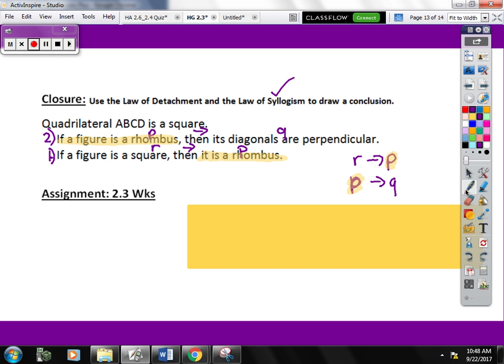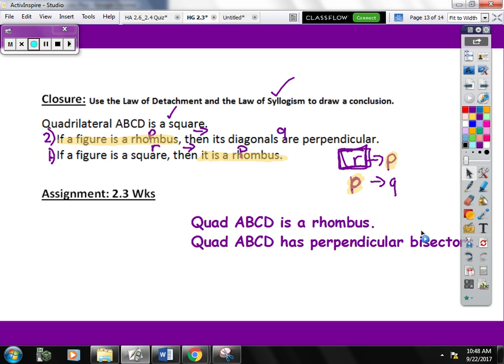Now we need to, with the law of detachment, look at this. We're given that quadrilateral ABCD is a square, which matches up with my very first hypothesis. This was the square. So it does work. So now what can we say about quadrilateral ABCD? If it's a square, it's also a rhombus. And if it's a rhombus, then its diagonals are perpendicular. So quadrilateral ABCD is a rhombus, and quadrilateral ABCD has perpendicular diagonals.